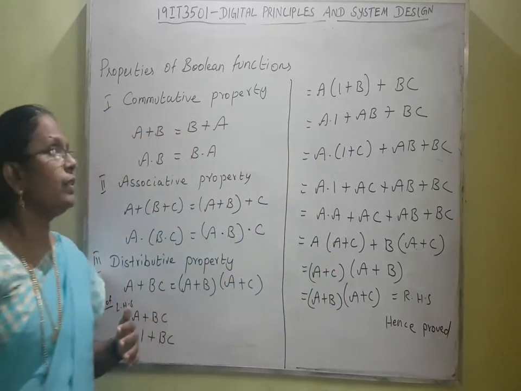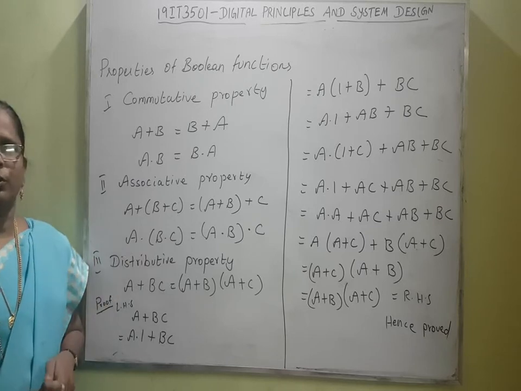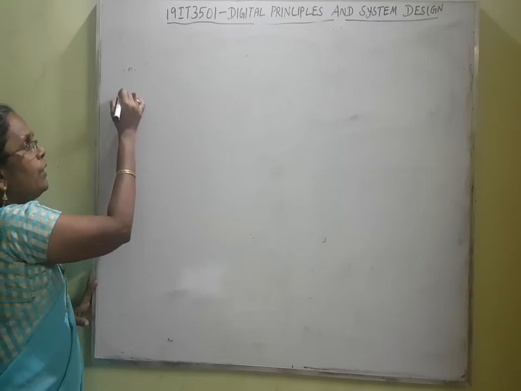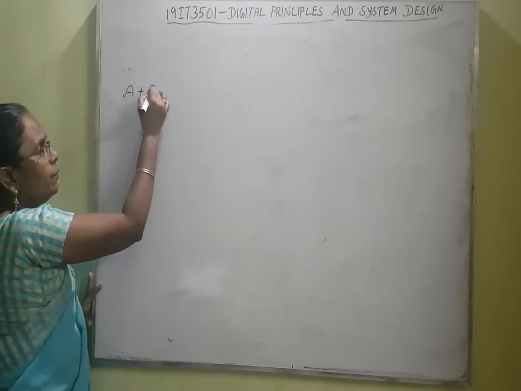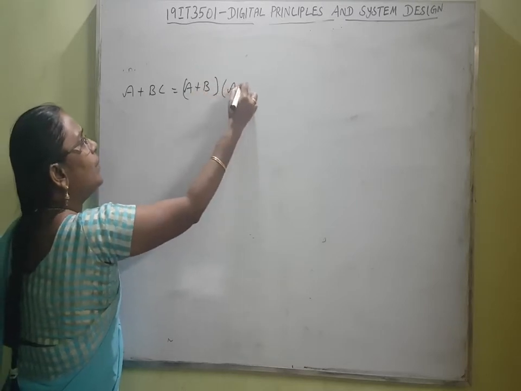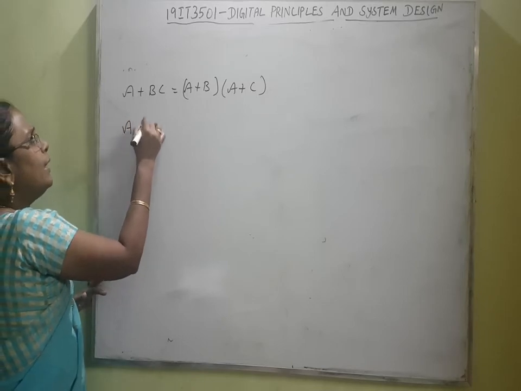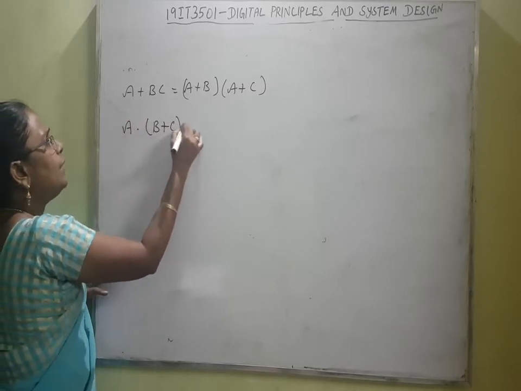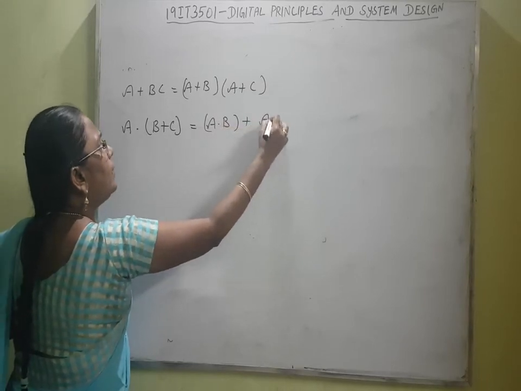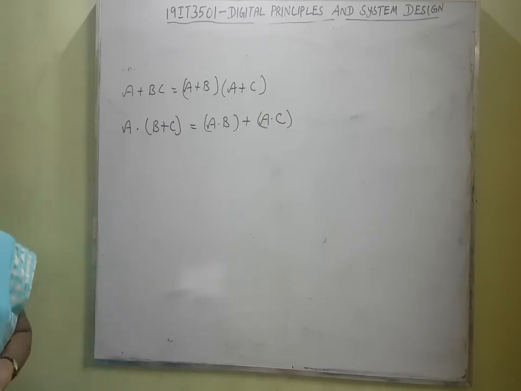So three properties we have seen here: the commutative property, the associative property, and the distributive property. For the distributive property, we have seen A plus BC is equal to (A plus B) into (A plus C). The same way, the distributive property can also be written as A into (B plus C) is equal to A into B plus A into C. So these two are the distributive property.